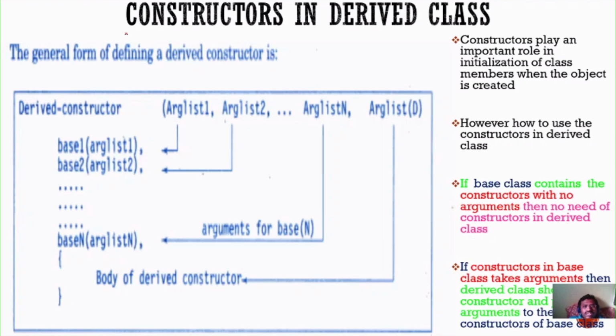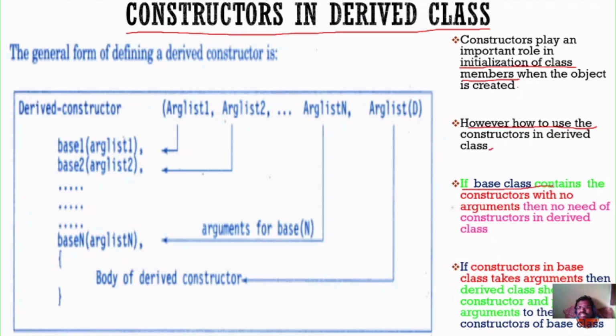So next we come across constructors in derived class. Constructors are going to play a very important role in the initialization of class members when the object is created. Whenever an object is created, it is going to automatically initialize the class members. Okay, so how to use the constructors in derived class?